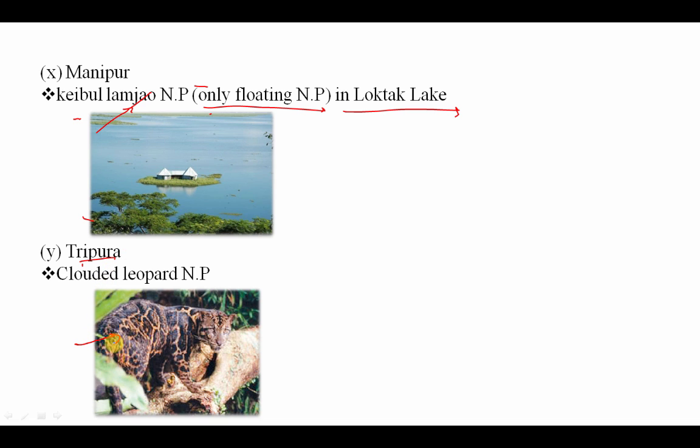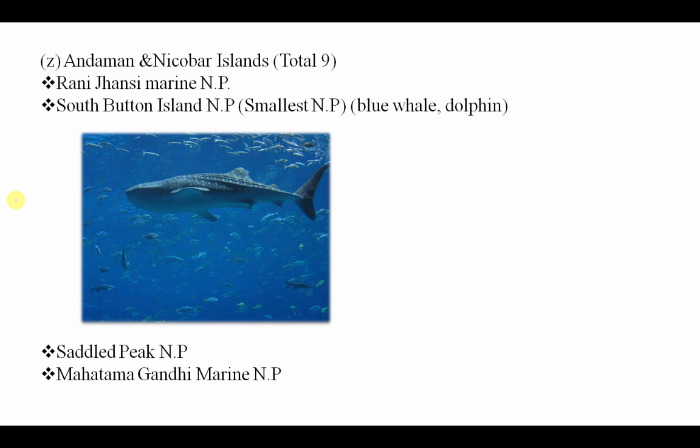From Tripura, there is one Clouded Leopard National Park. You can see the picture of the Clouded Leopard. Clouded Leopard National Park is in Tripura. Okay, so this is the northeast part of India. So now let's go to the Andaman and Nicobar, the island portion of India.